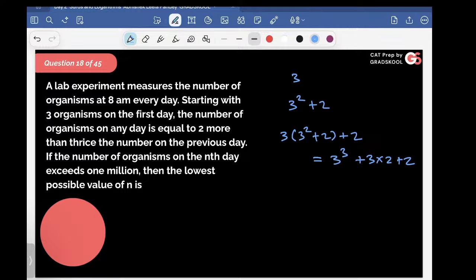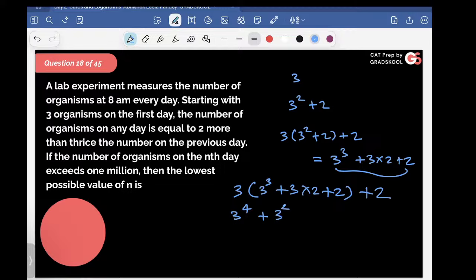Did this make sense? Let's see ahead. After that, 3 times this plus 2. So 3 times 3 cube plus 3 into 2 plus 2, outside plus 2. If I open the bracket, I'll get 3 to the power 4 plus 3 square into 2 plus 2 into 3 plus 2. Do you see the pattern now? Guys, do you see the pattern now?